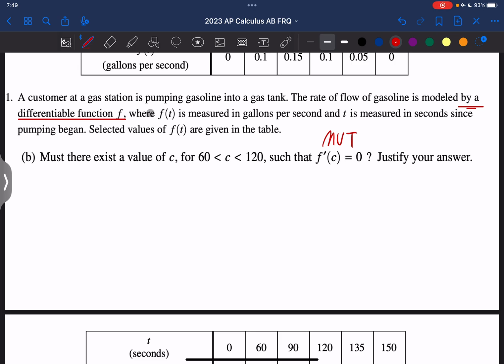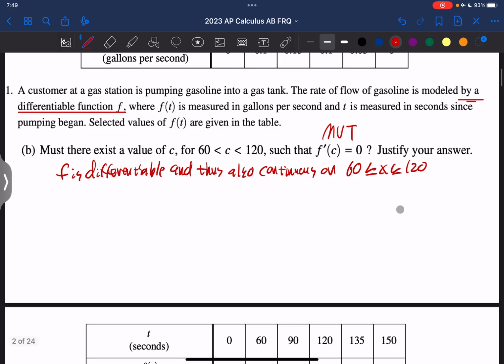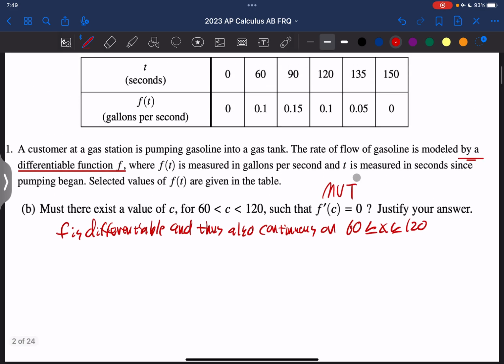Now odds are, it probably would be a good idea to mention that. Now this may be overkill, and if so, that's fine. But f is differentiable and thus also continuous on 60 to 120. Now it only has to be differentiable on the open interval, but it has to be continuous on the closed interval. Now since it's differentiable everywhere, we're safe for that. Now the question is, well, must there be a slope of an average rate of change of 0 to make this instantaneous rate of change?